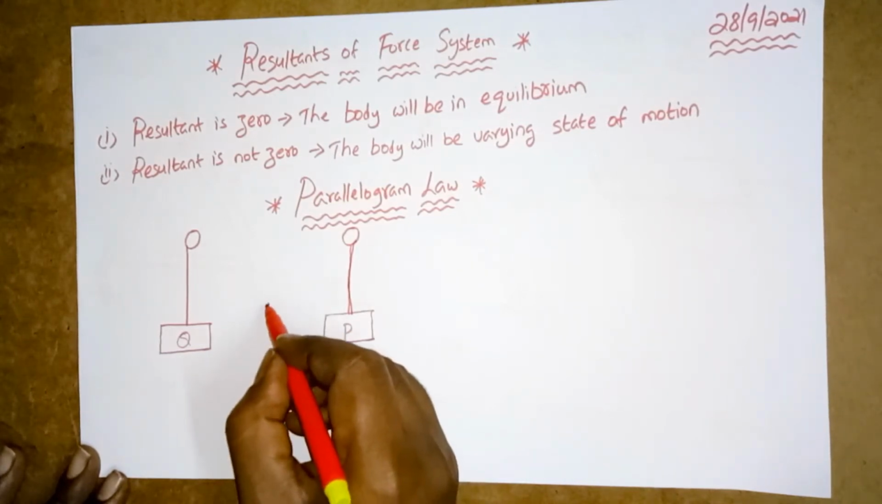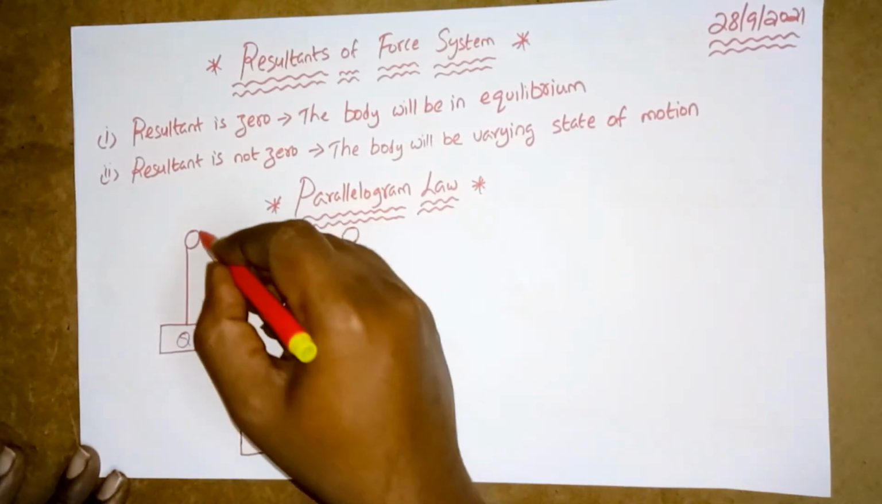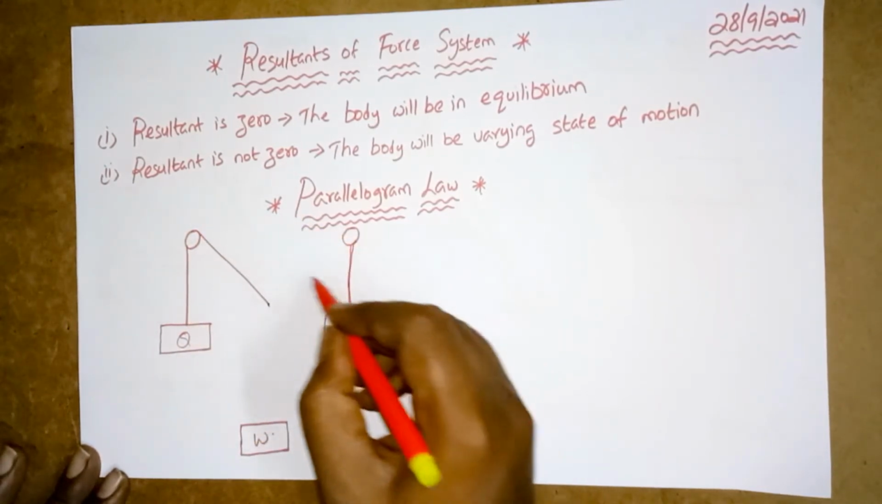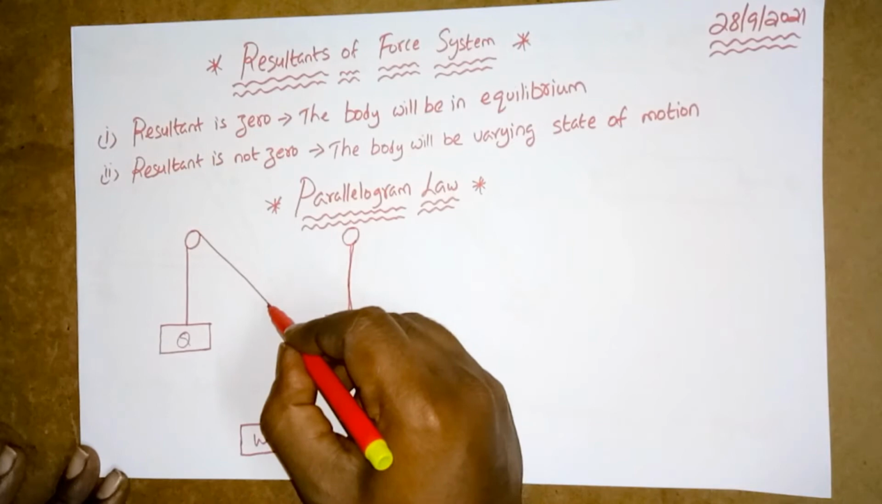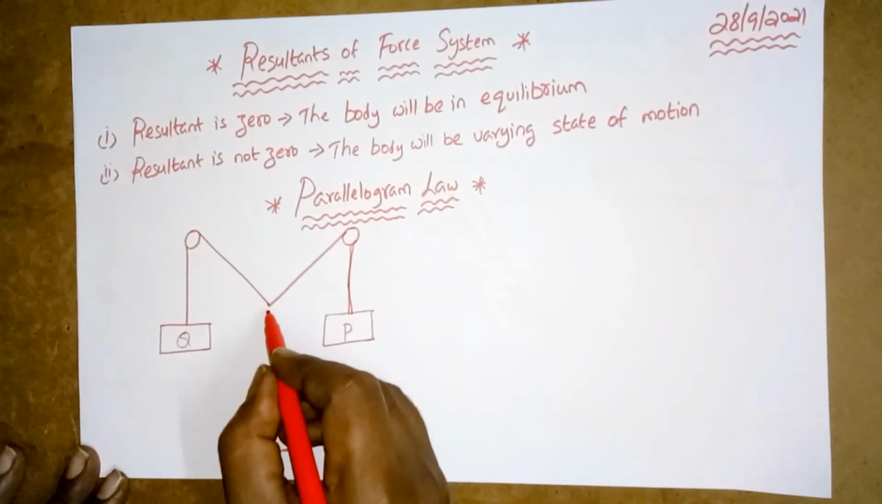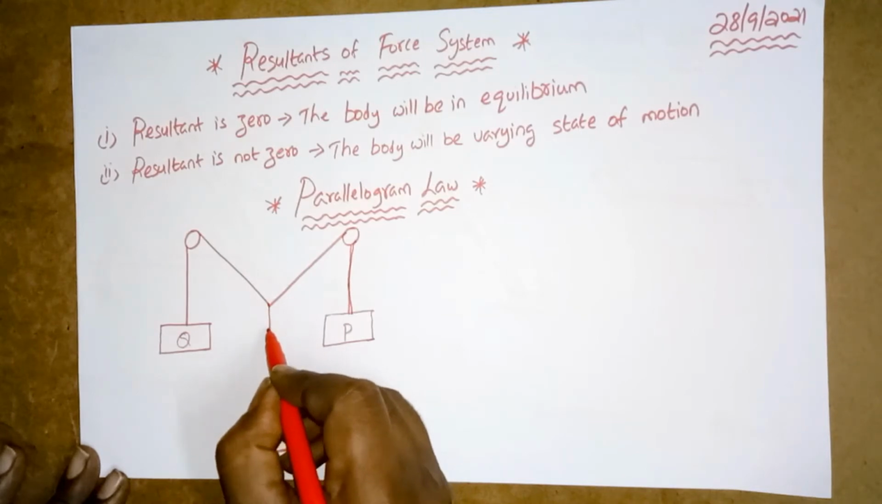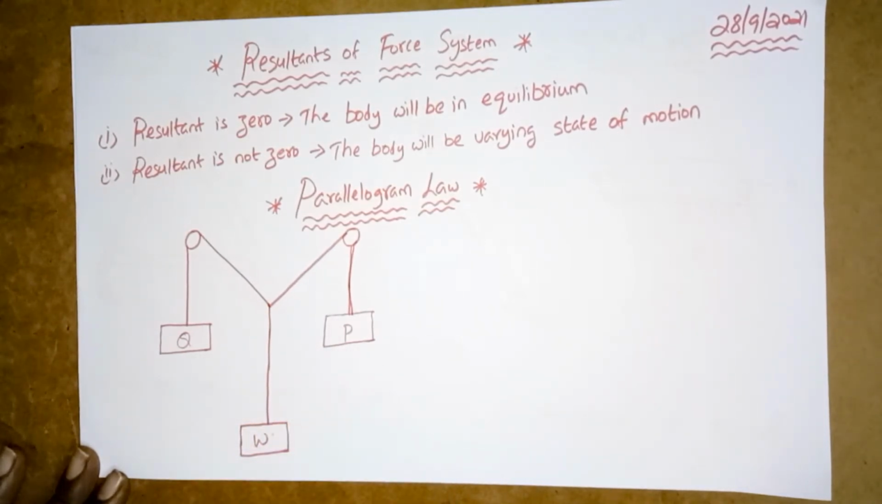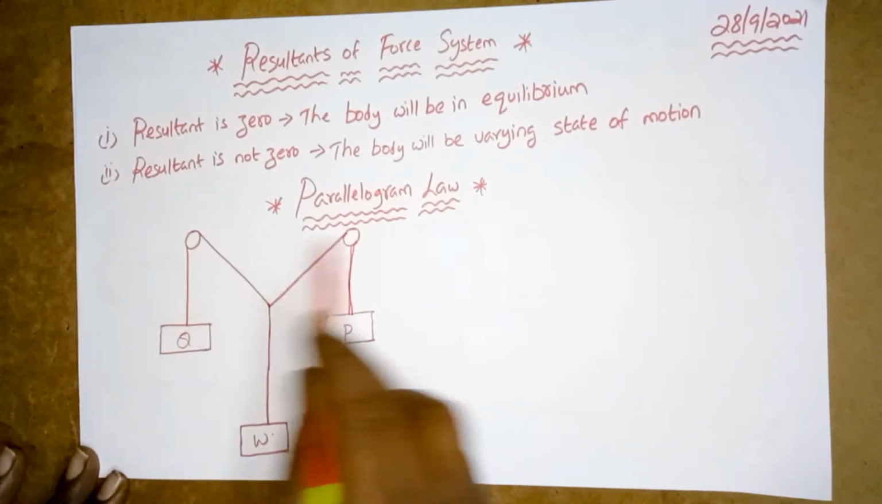So here we are showing this arrangement, how it is connected. If you get a question, you should draw it in this way. Right now we have shown in this diagram the free ends Q, P and W.